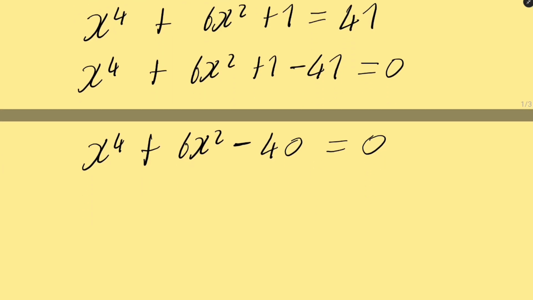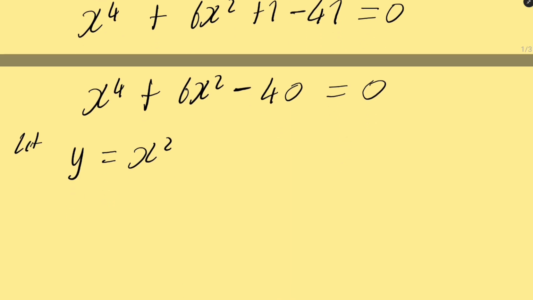Looking at this equation, we see now that we are still at a very high power, x^4 and 6x^2. What can we do here? We can simply let y be equal to x squared.